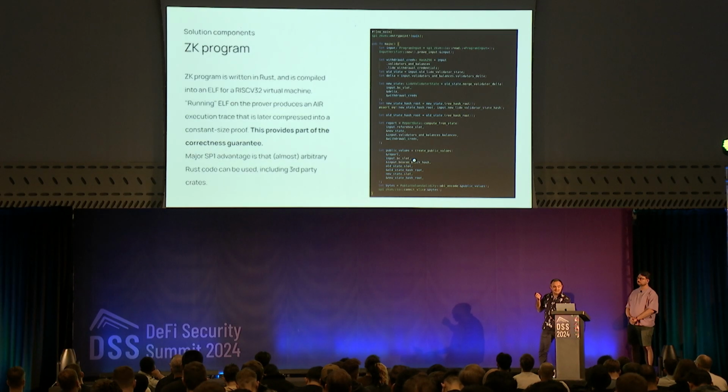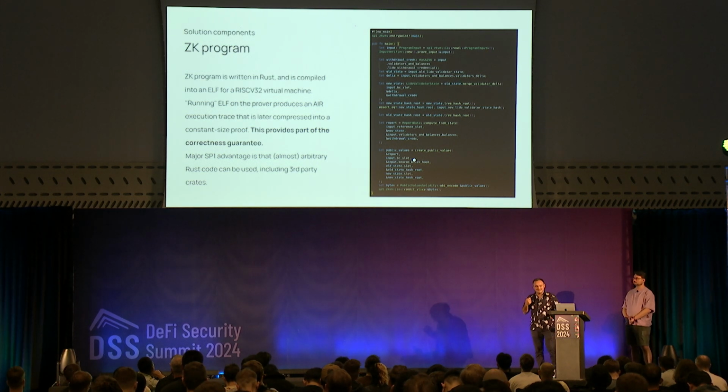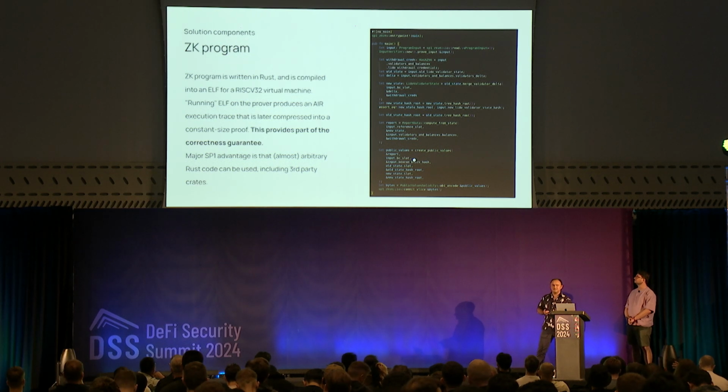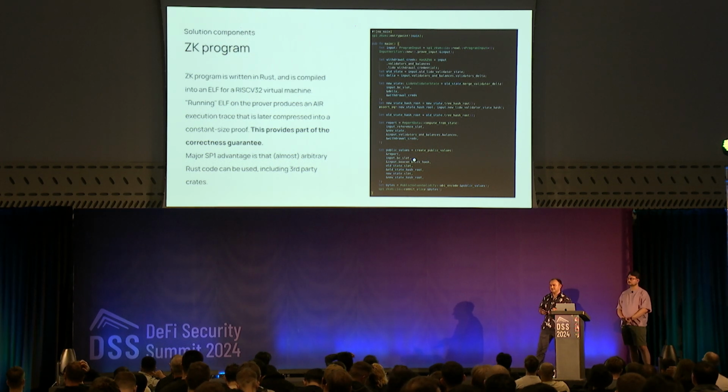This is also almost a full listing of the ZK program. I just removed the parts that are not really interesting. So again, it's written in Rust and compiled into an ELF, I forgot how it's abbreviated, executable and linkable format or something, for a RISC-V 32 virtual machine. And running this ELF on a virtual machine produces the AIR, algebraic intermediate representation, trace that is later compressed into a proof. And this part provides part of the correctness guarantee, right?